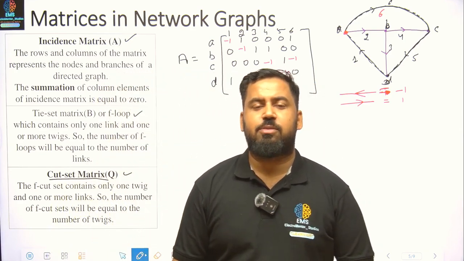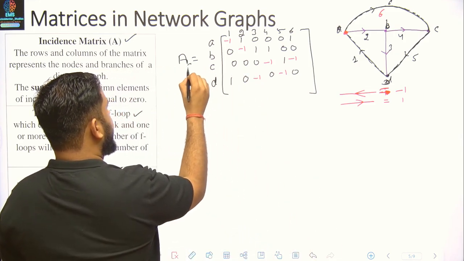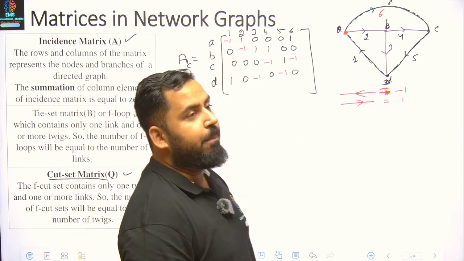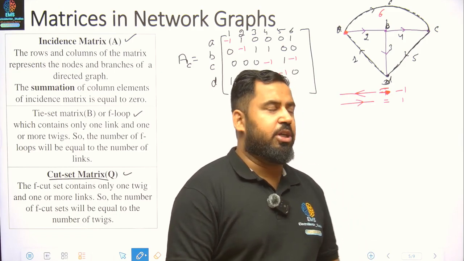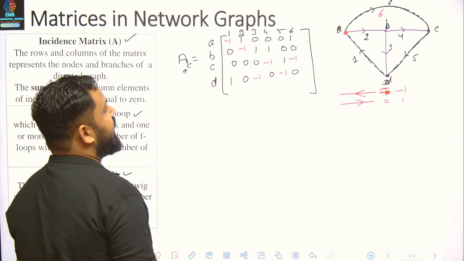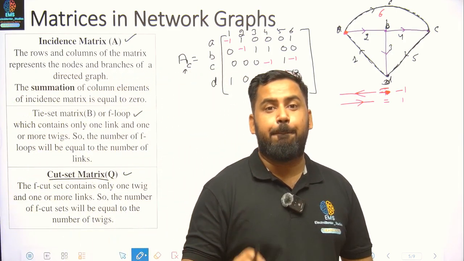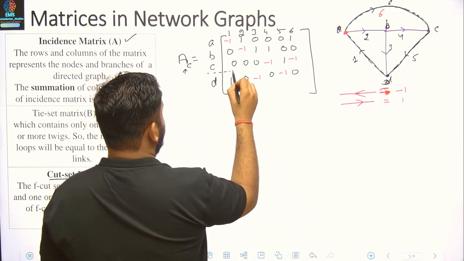So this is my incidence matrix, and I generally denote it as Ac. It is a complete incidence matrix. There is a property about this matrix. Since I've specifically denoted it as Ac, the complete incidence matrix, just look at this.